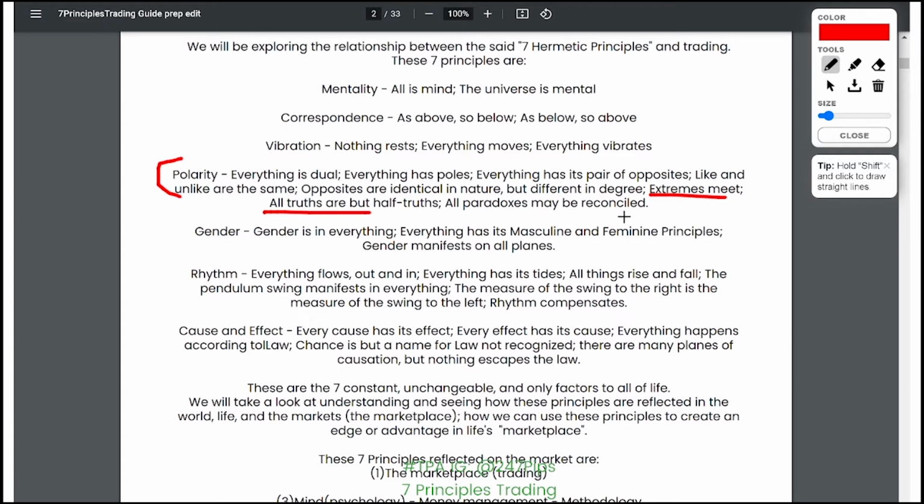This is a very important part down here where it's all truths are but half truths, all paradoxes may be reconciled. I'll go into more detail when we actually get to that topic, but this just goes to show us that it's a very important part that we need to look into, which we will when we get to the topic of polarity. But in a short gist, this tells us that we may be wrong for a short period of time when we're trading the trend. Like we know we have an uptrend market structure, but there's a time period where the market actually goes down.